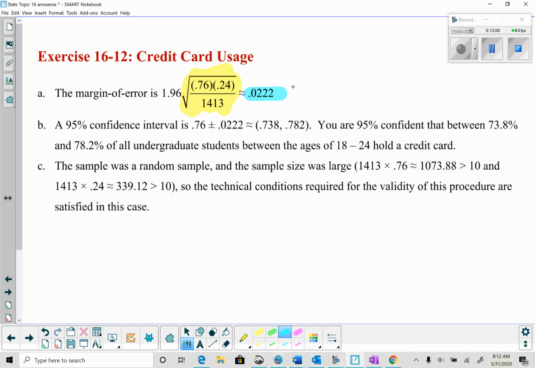Part B, then, they ask you to construct the confidence interval. So now it's just a matter of taking that value of the margin of error and adding and subtracting that to the p hat, 0.76 in this case. So that'll give us a confidence interval of 0.738 up to 0.782. Interpret that. We are 95% confident that somewhere between 73.8% and 78.2% of all undergraduate students between those ages have a credit card.